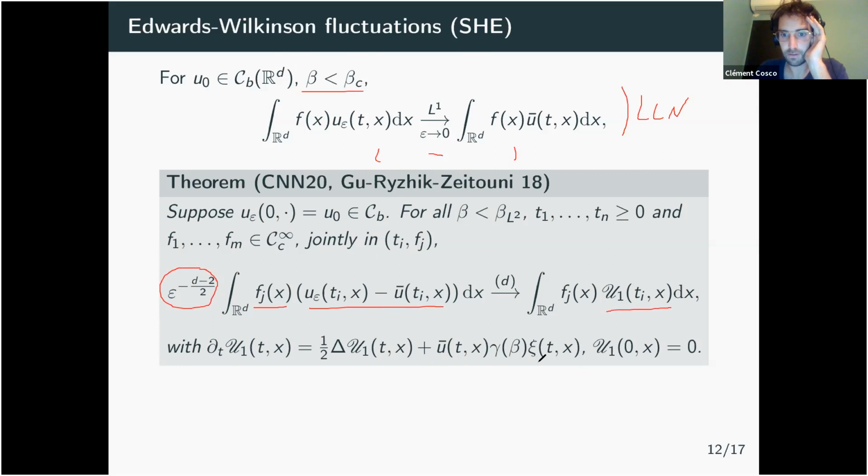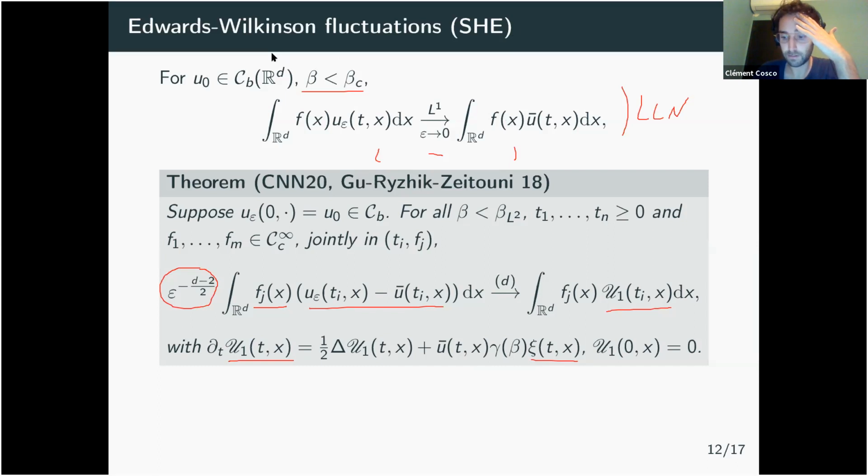And the psi here is not multiplied by the solution itself. You don't consider this, which would be the SHE with multiplicative white noise, but you multiply it by something which is deterministic here. It's a deterministic object. So U1 is actually a well understood object. It's a Gaussian. It has Gaussian law, and it has quite trivial rescaling.